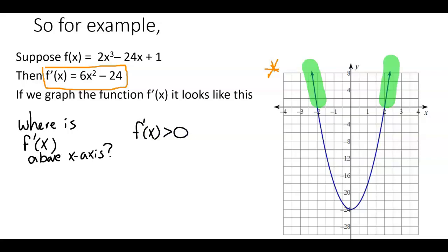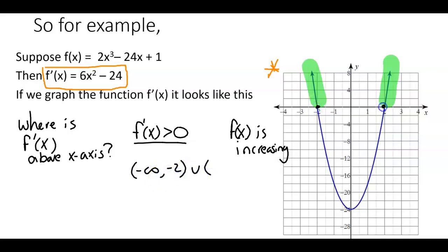Now, on the intervals that I've highlighted in green, if the derivative is greater than 0 on those intervals, then that means that the original function is increasing on those intervals. Okay? And those intervals are from -infinity up to here, and also from here on up into positive infinity.